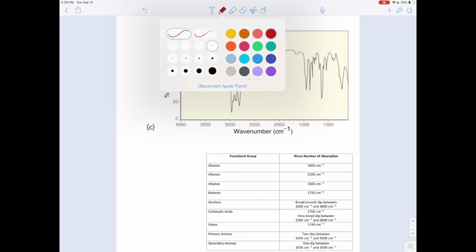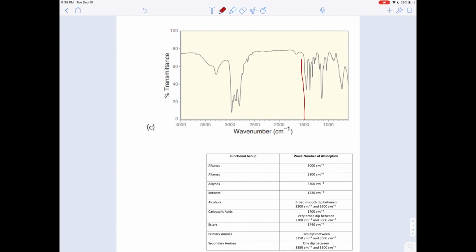So we have a new spectrum, draw a new line at 1500. Everything to the right of that, all of this represents single bonds.